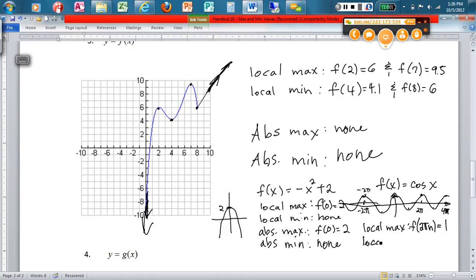All right, what about the local mins? Well, the local mins, they occur at pi, 3 pi, negative pi, negative 3 pi. So it's the odd pi's. How are we going to write that? Well, to get an odd number out of an integer, you need to do 2n minus 1, something like that, times pi. That'll give you an odd number.